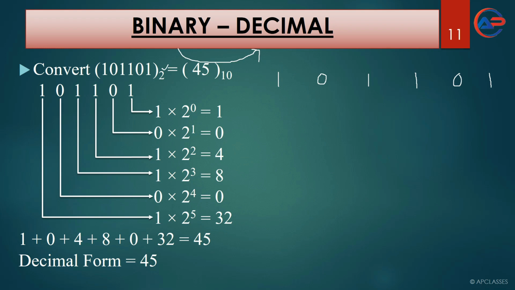Now how to convert this binary number to decimal? For that, we have to multiply each digit with 2. Remember, we have to multiply each digit with 2. As I told you, we multiply it with 2 like this. Let us multiply this with 2.